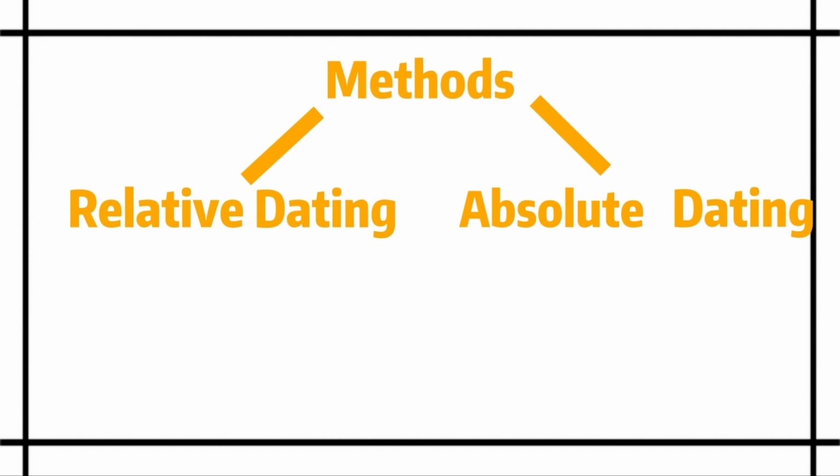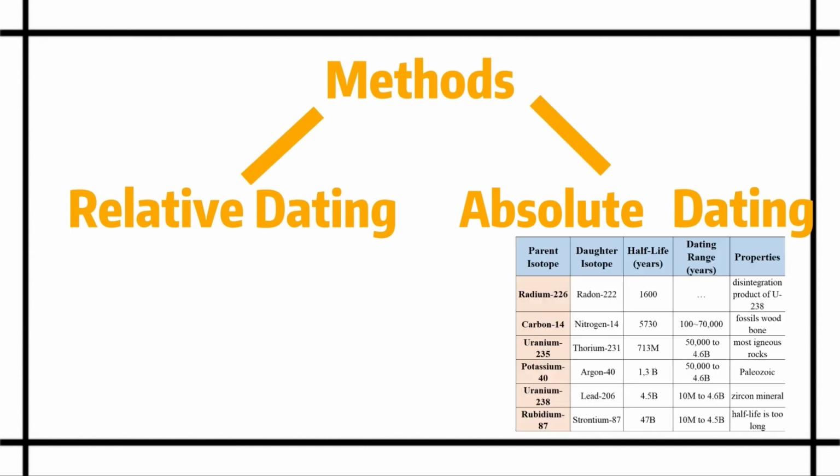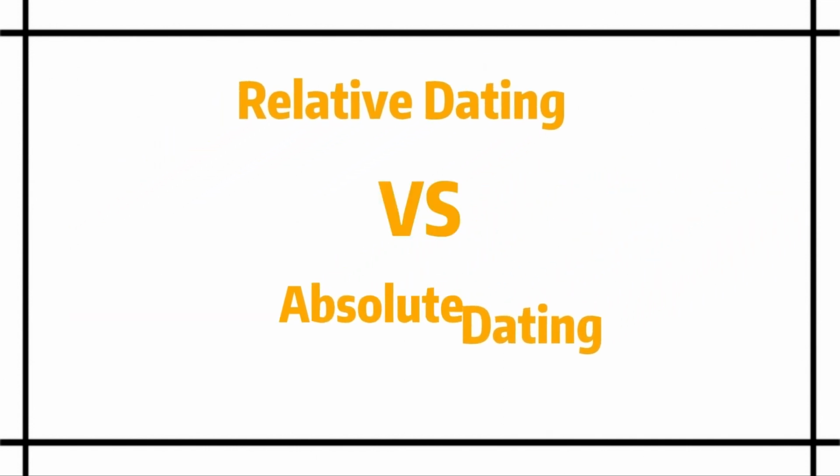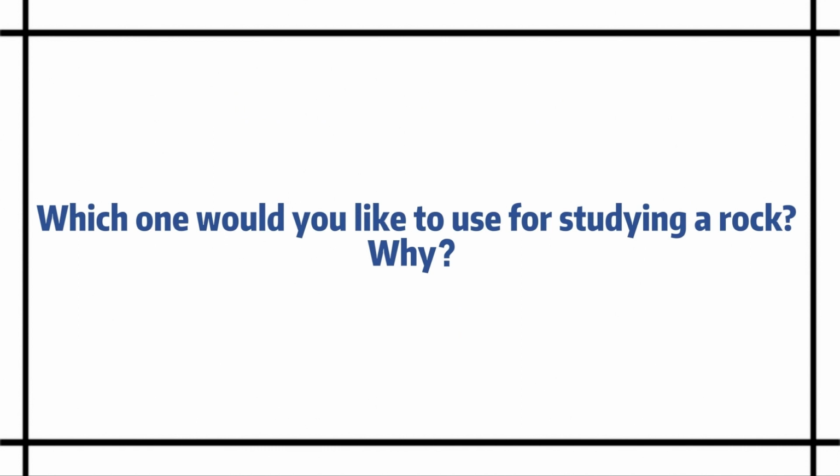Overall, this video has identified how relative dating and absolute dating work respectively, and examples are given as well. Then, if you compare the relative dating method and the absolute dating method, which one would you like to use for studying a rock, and why?